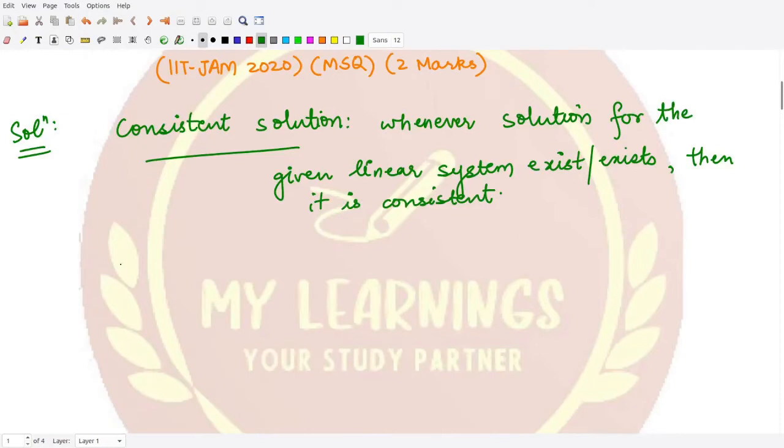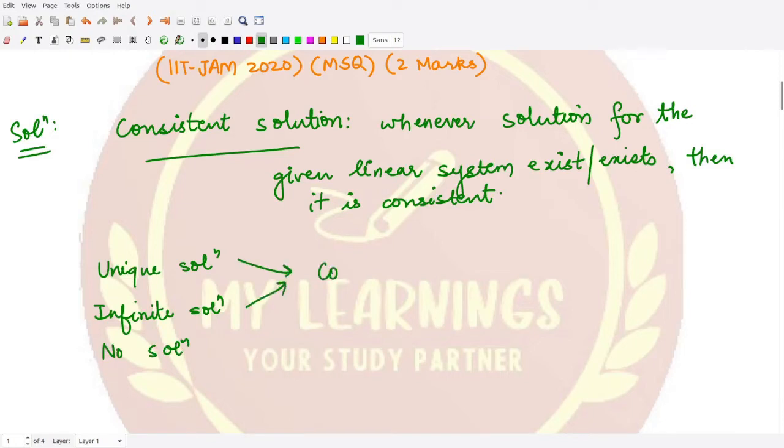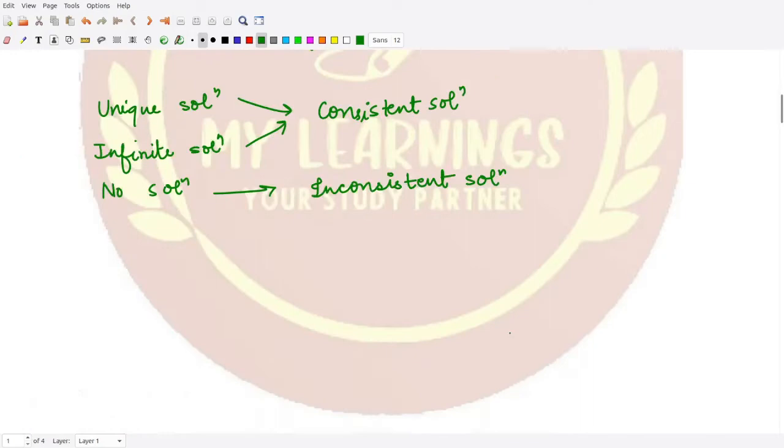So we have 3 categories: the unique solution, infinite solutions and no solution, right? That you have studied already. So these 2, unique solution and infinite solution, come under the category of consistent solution, and no solution comes under the category of inconsistent solution. So here we are required to look at the cases where we either have a unique solution or an infinite solution. So what we can do, we can make cases here.